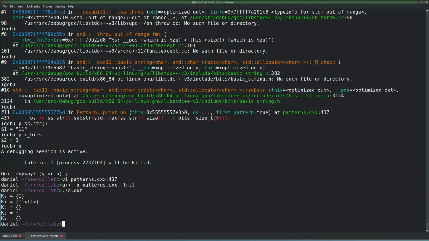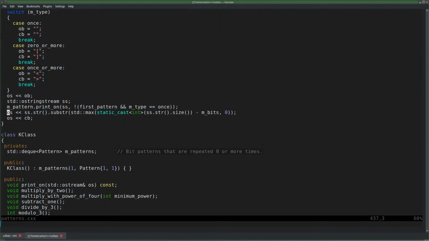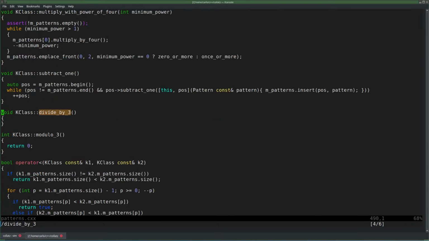I think I'm just going to implement dividing by 3 per pattern until that doesn't work anymore. I'm writing a program to play with the Collatz conjecture. So what I want to do, divide by 3, implement. Divide by 3. Oh, that's why it's empty, because this returns 0.